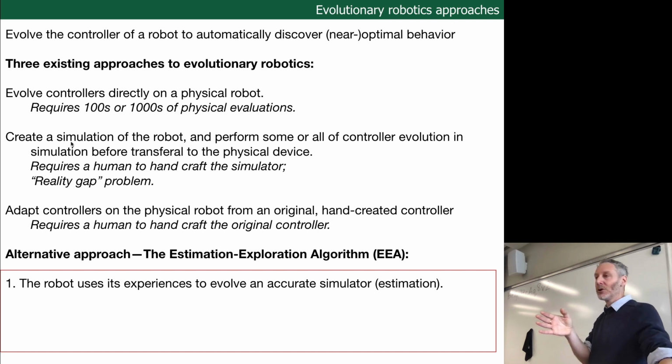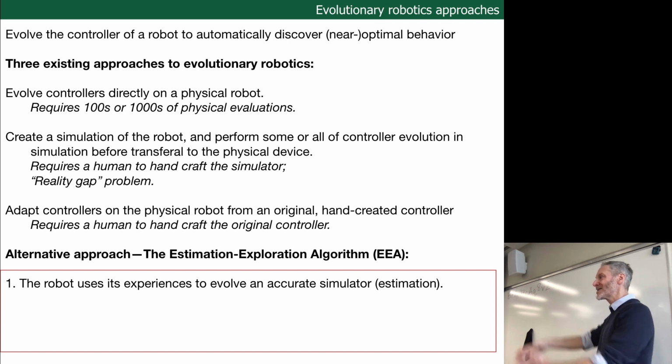What you're going to see in the Resilient Machines Project is that this algorithm is going to evolve controllers in simulation and transfer them to the physical robot, like we've seen a couple of times now. But the algorithm is also going to evolve the simulator itself. We are not going to create a simulator from scratch. We're going to evolve a simulator.